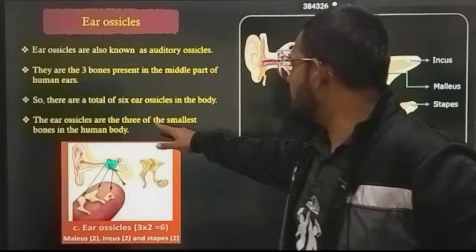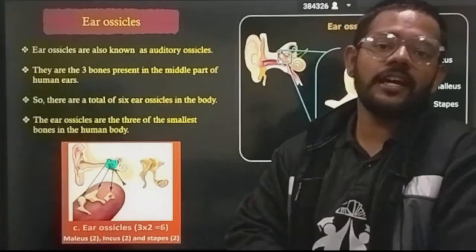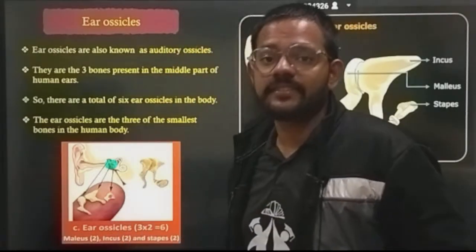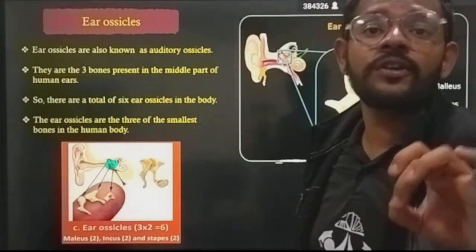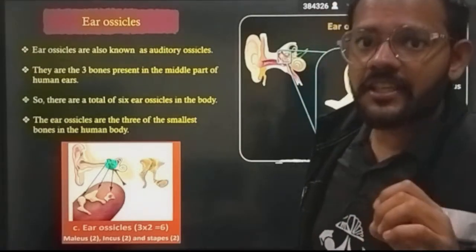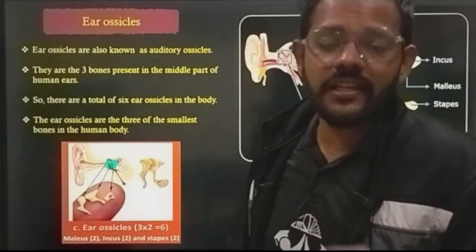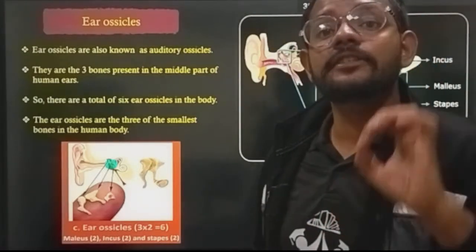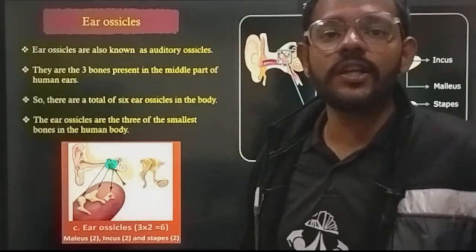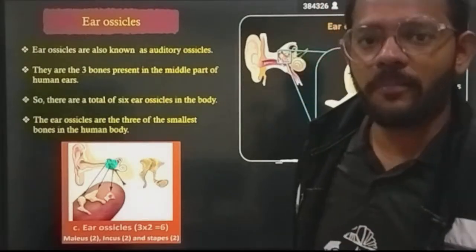The ear ossicles are the smallest bones in the human body. Mind my words: the ear ossicles are the smallest bones of your body, and among these 3 ear ossicles, the stapes is the smallest bone of your body, in total count.